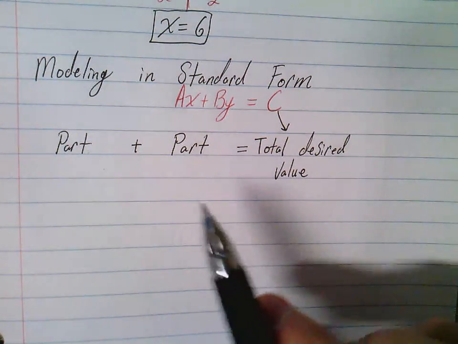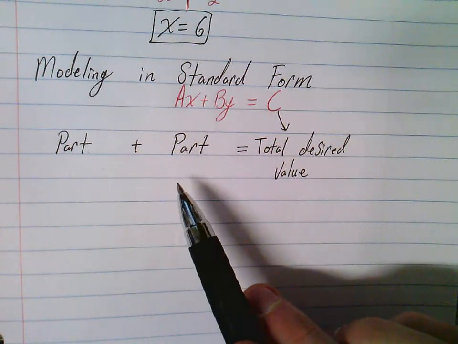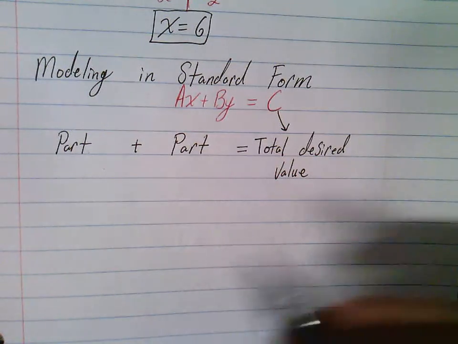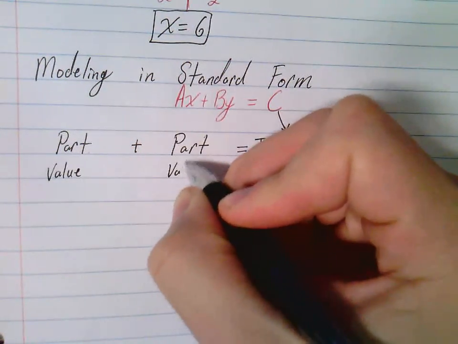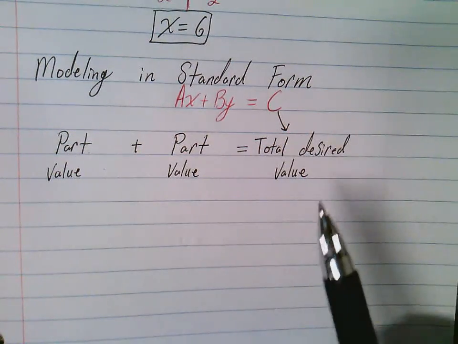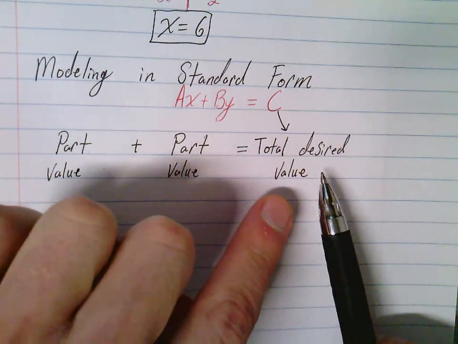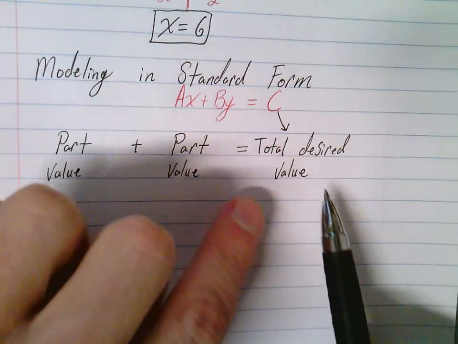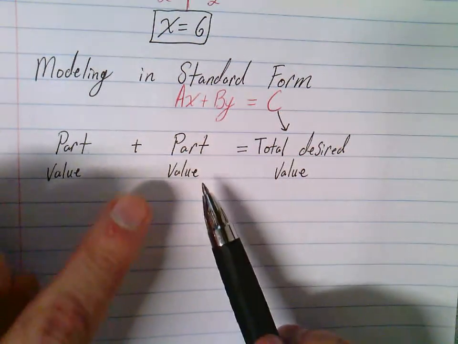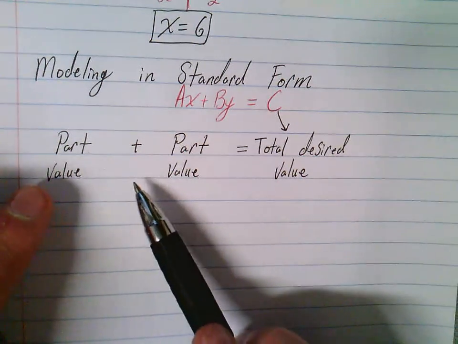Okay, so maybe we'll be selling two things, and we can say the part value for both of these. So if we're selling something, the total amount of money we make, let's say we're selling hot dogs and hamburgers, the total amount of money we make is the amount we make from hot dogs and the amount we make from hamburgers.